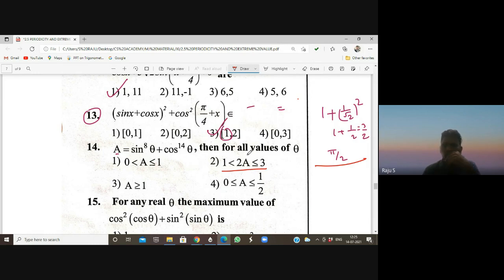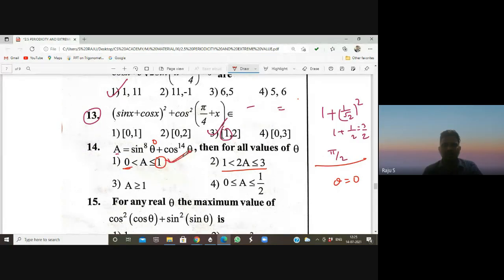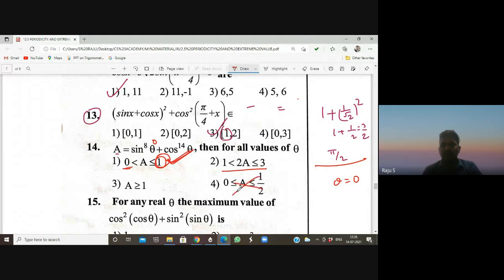Okay, here 0 is given. Zero is less than 1, and even if it is not equal to 0, is there any value of theta for which you are going to get the value 1? For what value of theta will it be 1? You can take theta as 0 or 90. Okay, we are getting 1. We verified that we got one value which is 1. So the fourth option we can cancel.